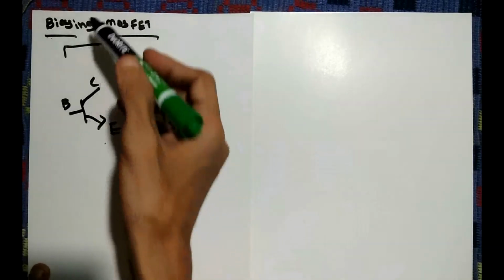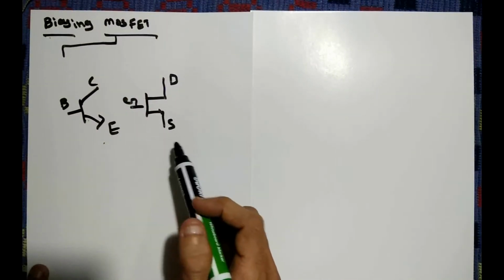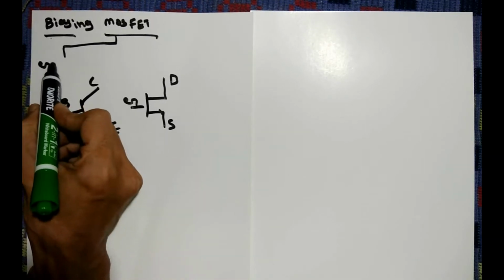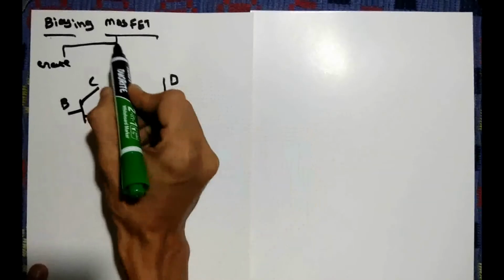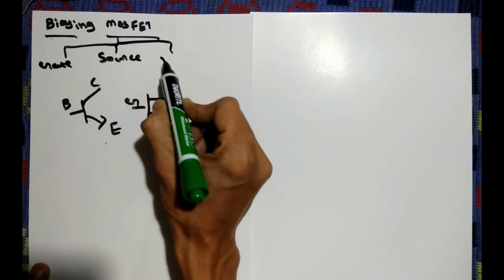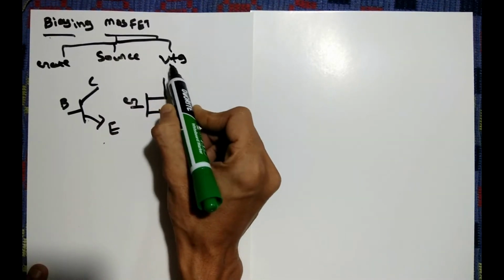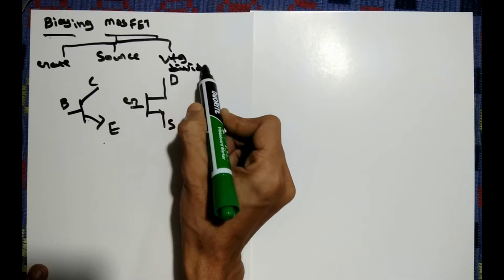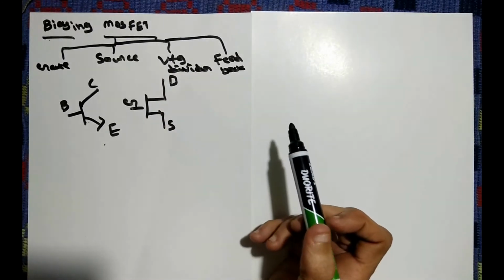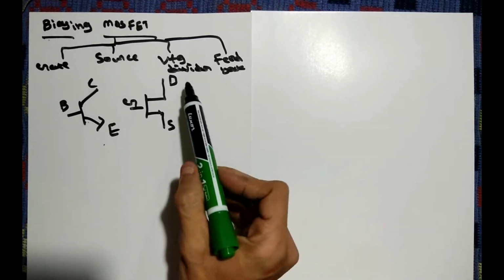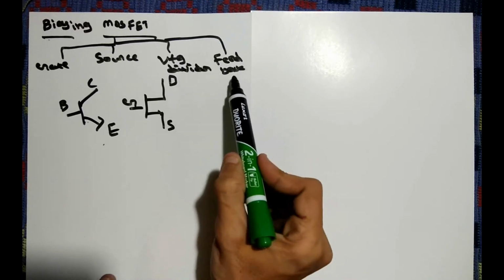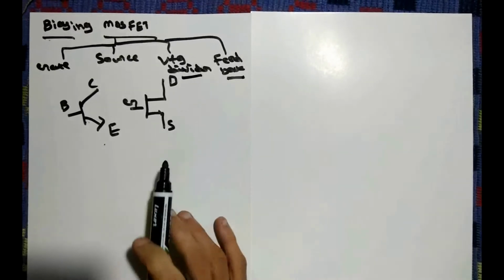So again, biasing of the MOSFET can be achieved with 4 different patterns. One is gate biasing, and then we can do source biasing also. As we did in the transistor, similarly we can do voltage divider biasing, and the last one is feedback biasing. We have already discussed the transistor biasing techniques. The same techniques, voltage divider and feedback, we are using in the MOSFET also.